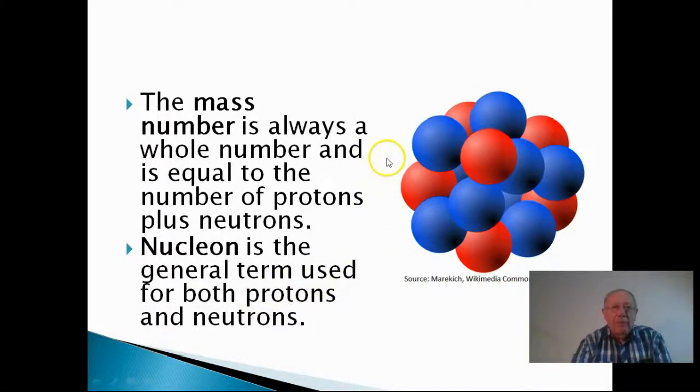Now here is another way of representing the nucleus. What we've got is our total number of protons and neutrons, and that is, as we've said, the mass number, and it's a whole number. Down here we see a new term, and this is the nucleon. Each one of these is a nucleon. So a nucleon, as you can see there, is a general term used for both protons and neutrons. So we'd say a proton is a nucleon, a neutron is a nucleon.